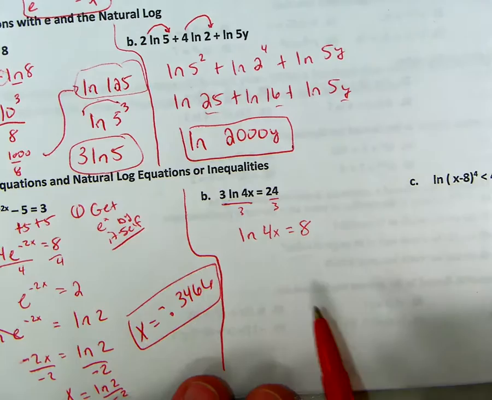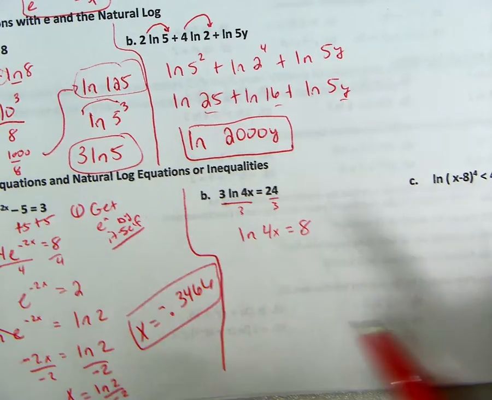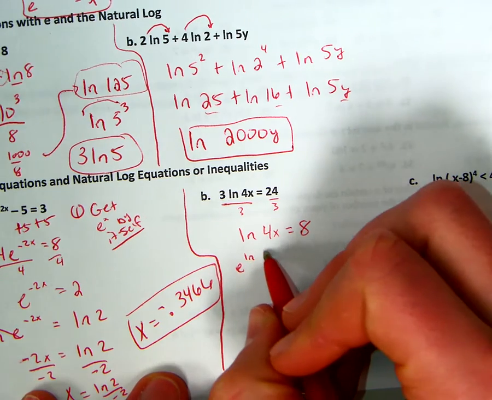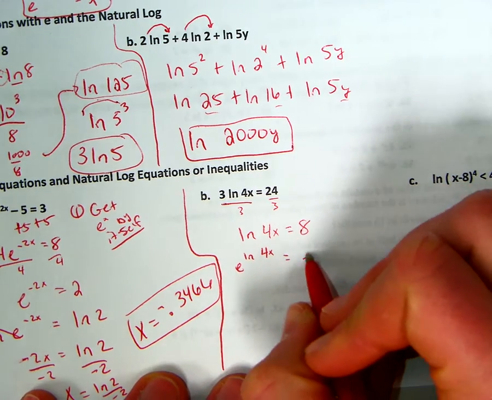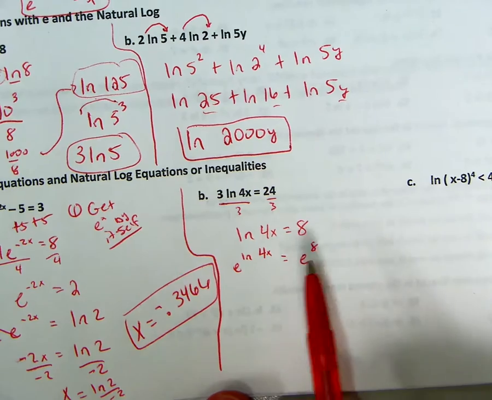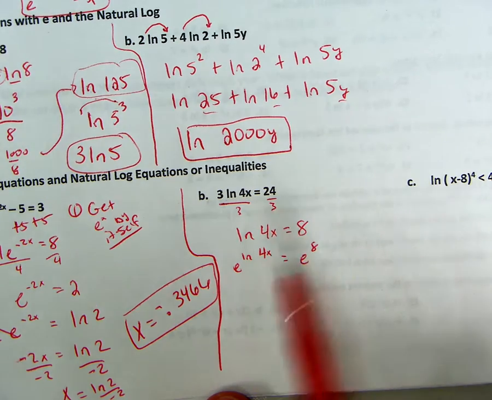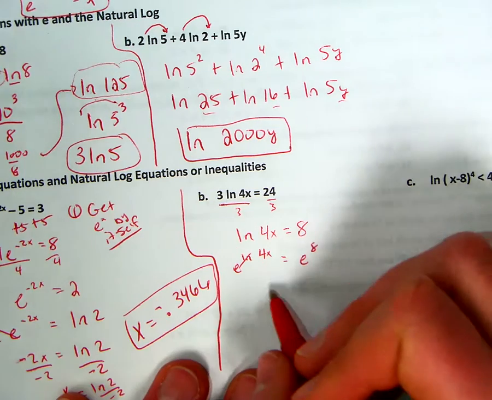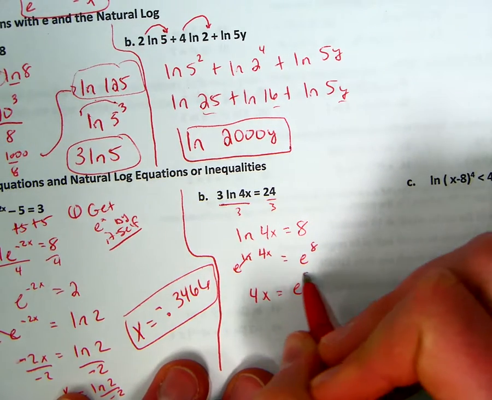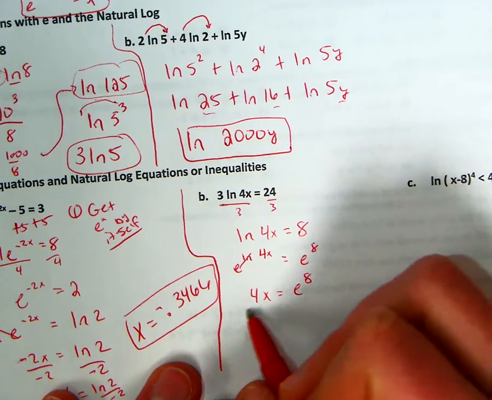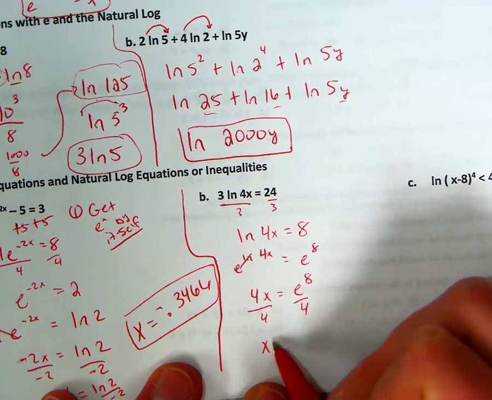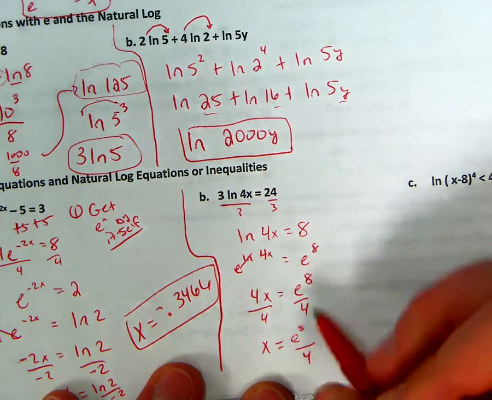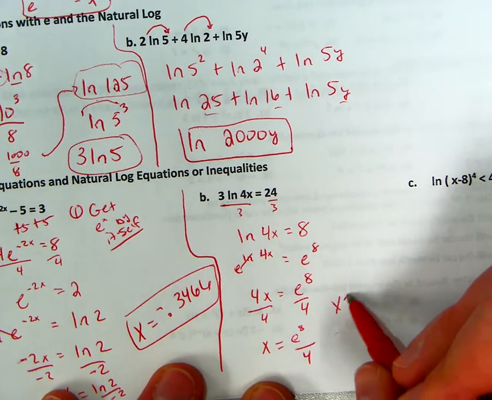Now that ln's by itself, what gets rid of ln? e does. So I can do e to the ln 4x equals e to the 8. When you bring in e, the numbers that are already there go into as exponents. These cancel out, so now you're left with 4x equals e to the 8. You can divide by 4. And you have x equals e to the 8 over 4.